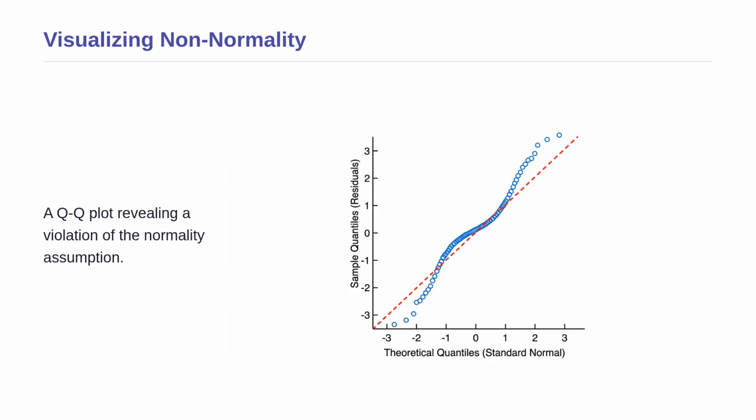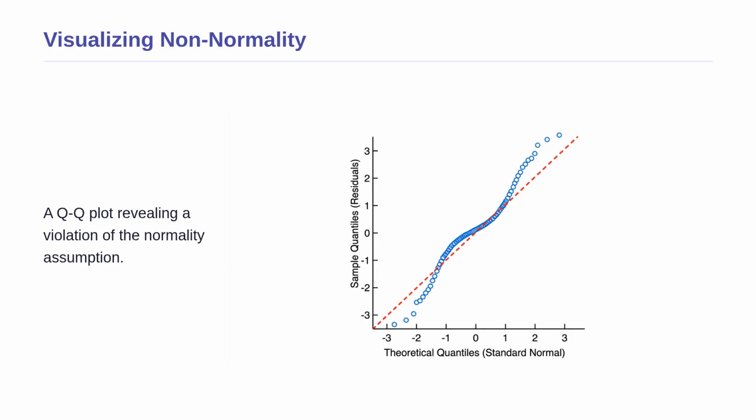Here, you are looking at a standard QQ plot. The horizontal axis represents the theoretical quantiles of a perfect standard normal distribution, while the vertical axis shows the actual sample quantiles, which are our model's residuals. Notice the straight dashed red line running diagonally? That line represents perfect normality. Now, look at the blue circles representing our data.